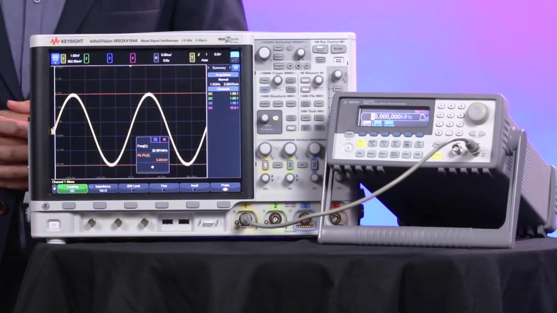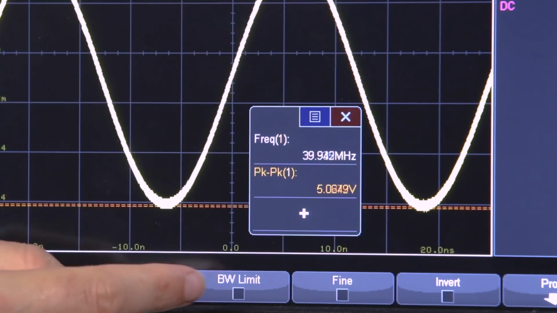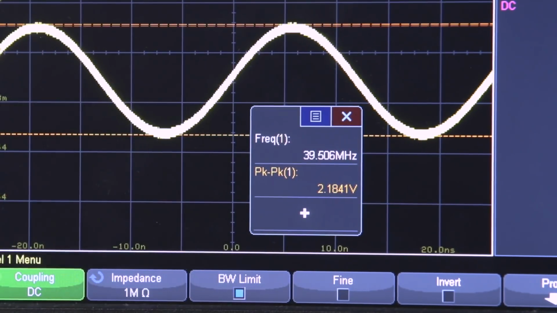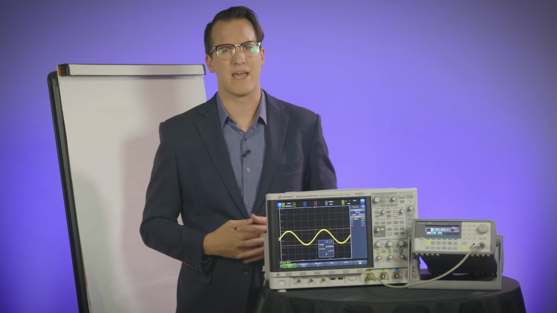No problem. But then I turn on my scope's 20 MHz bandwidth limit, and this is going to limit my bandwidth to just 20 MHz, down from 1.5 GHz. I can still see that 40 MHz sine wave, but the peak-to-peak voltage is attenuated down to just around 2 volts. So essentially, I'm able to see a signal that's double the effective bandwidth of my scope.